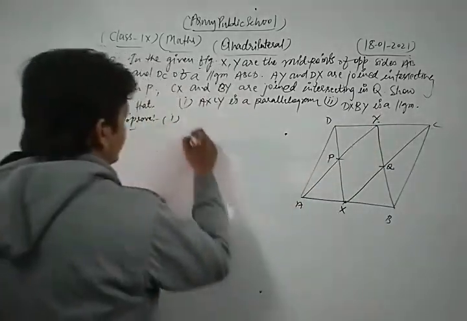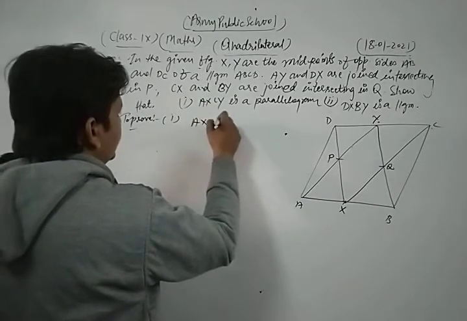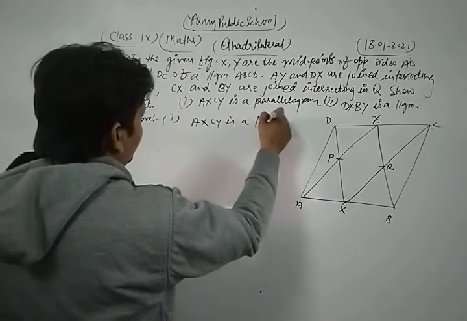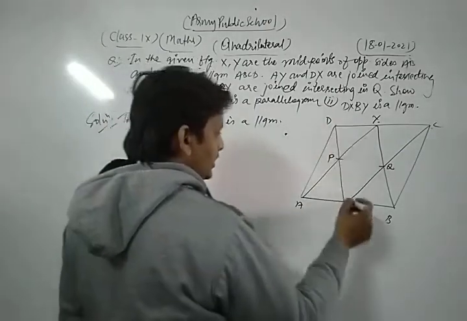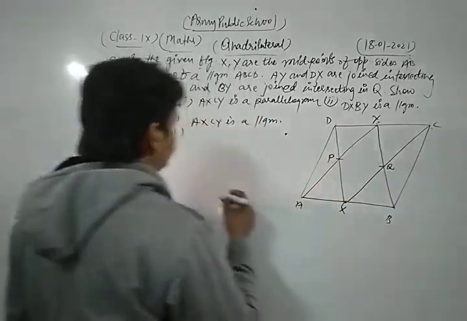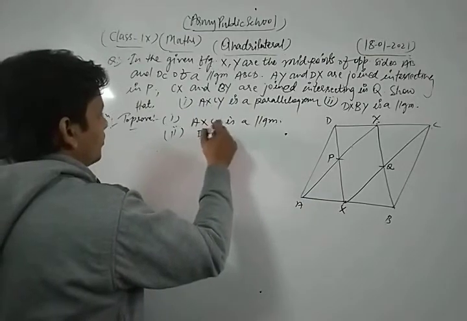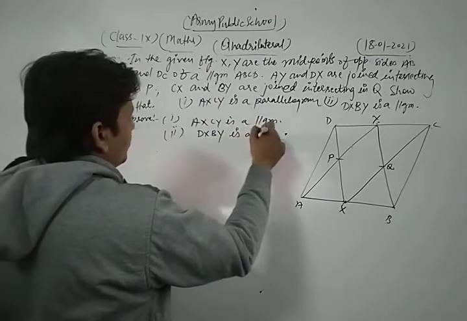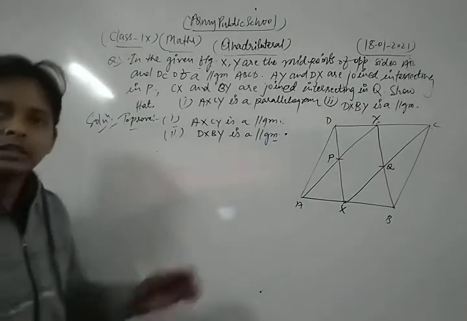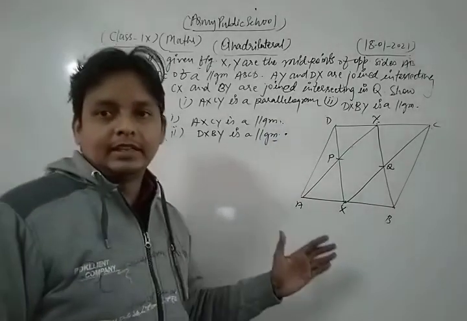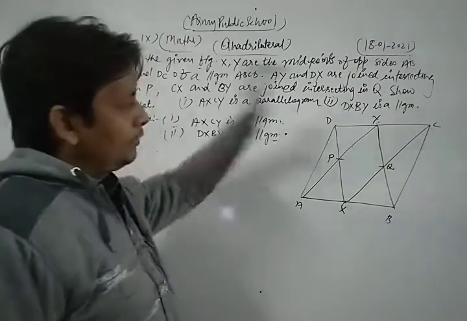AXCY is a parallelogram, and the second one, DXBY, is a parallelogram. Okay, now this is the proving in that way. This is the question here. We have to show this.